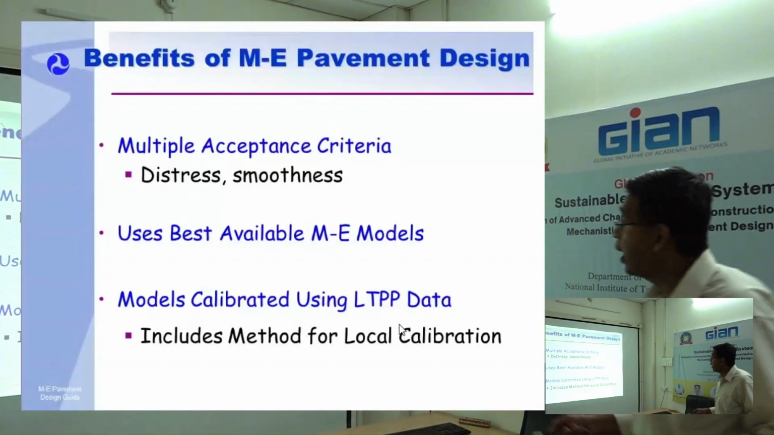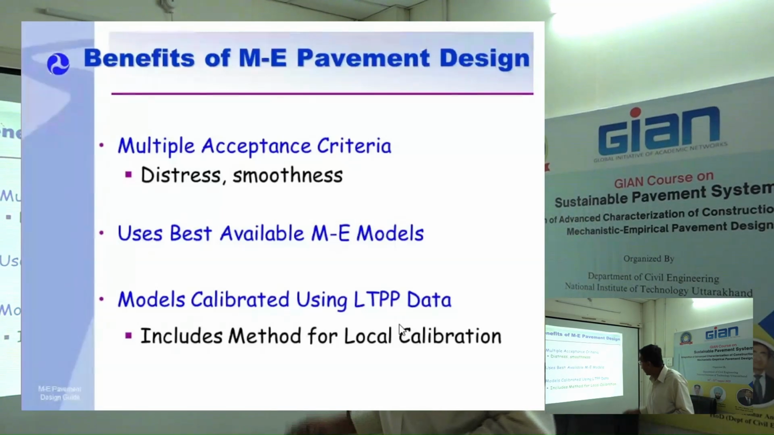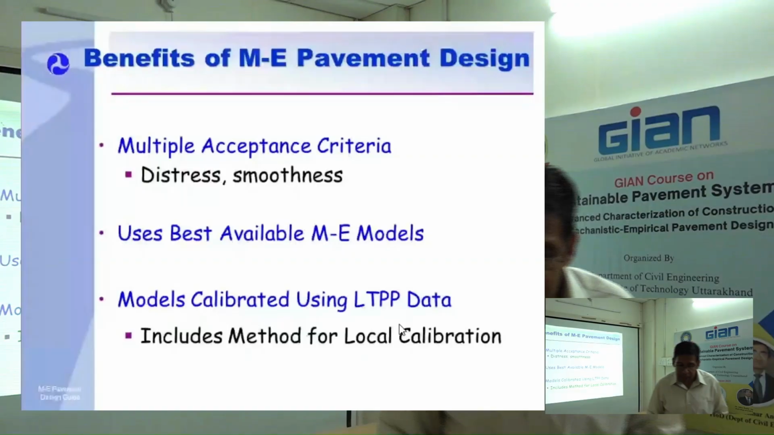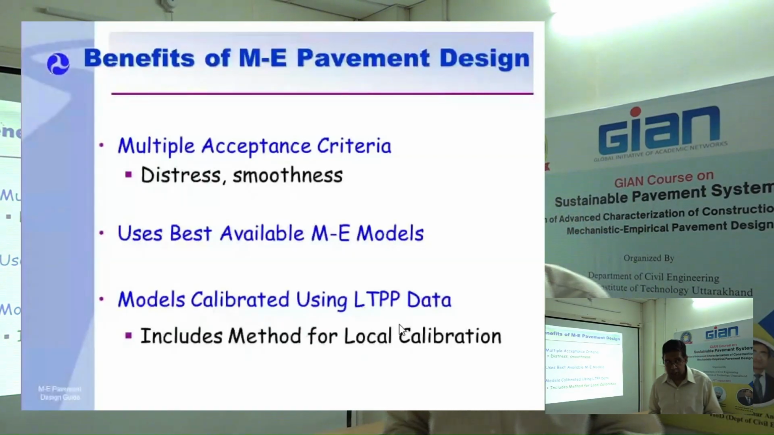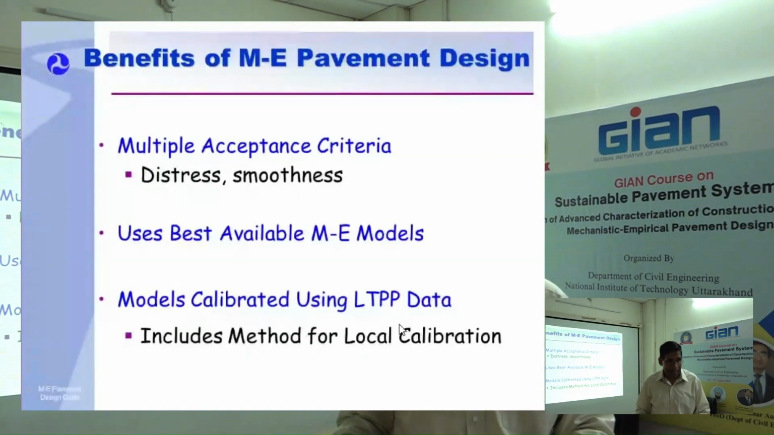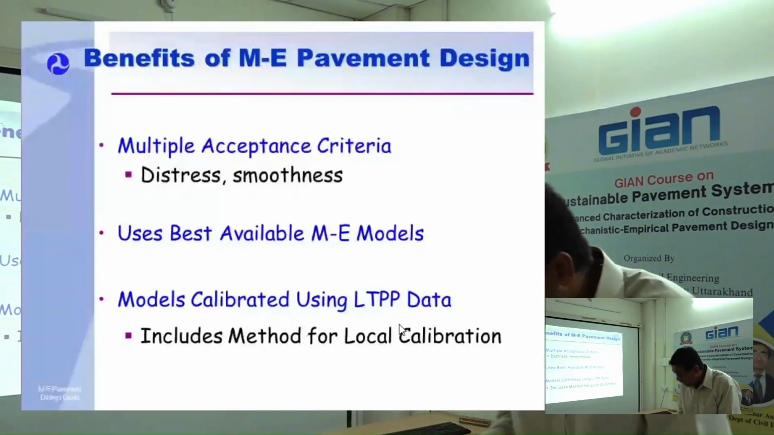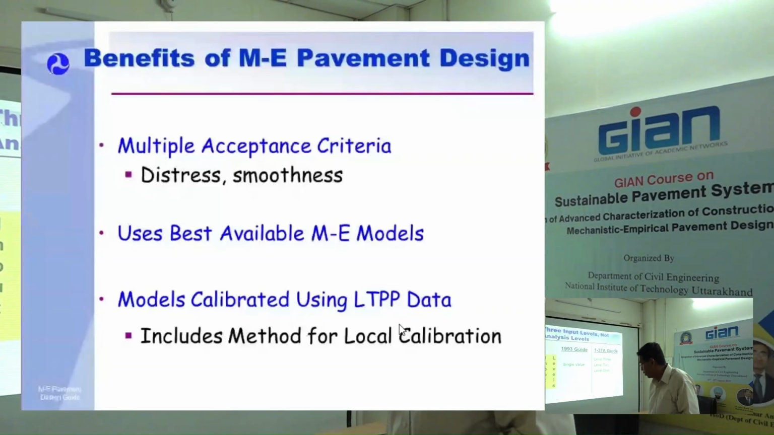Use the best available ME models, and then you have to calibrate for your own data. I've said multiple times that every state needs to calibrate for their own state. So of course, this state has to calibrate for this particular condition. You cannot do it for Kashmir region or Maharashtra. It has to be for this climate and this region.